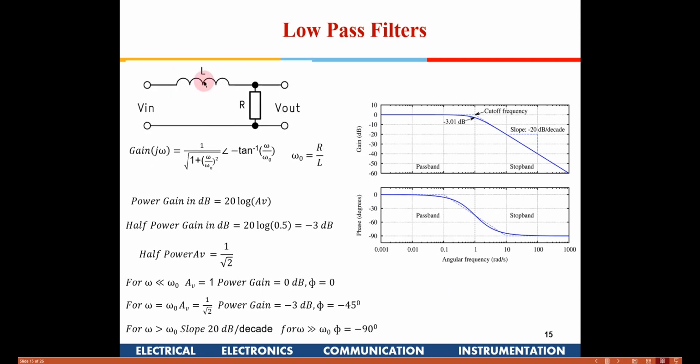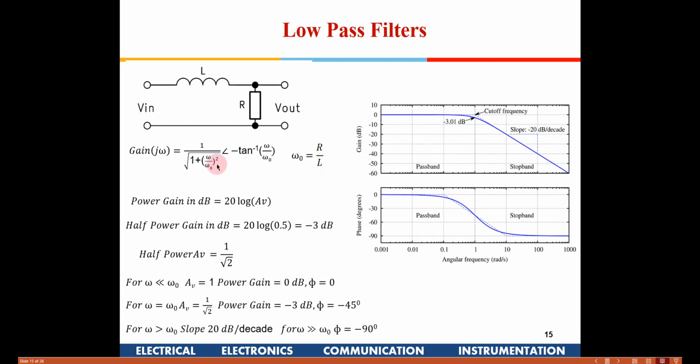This again can be done using an inductor and a resistor. Everything remains the same. Only thing is the formula for omega 0 is R by L in this particular case, and 1 by RC for the capacitor. The way we compute the cutoff frequency, the formulas for high pass and low pass remain the same.